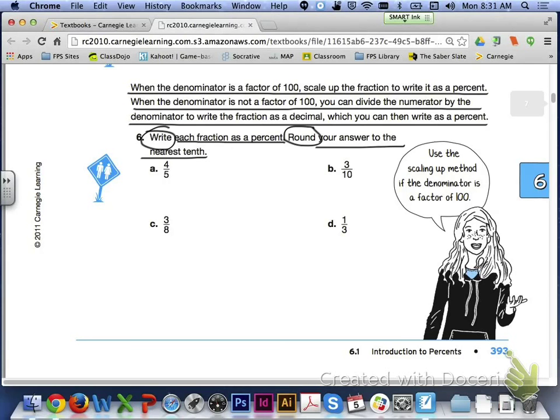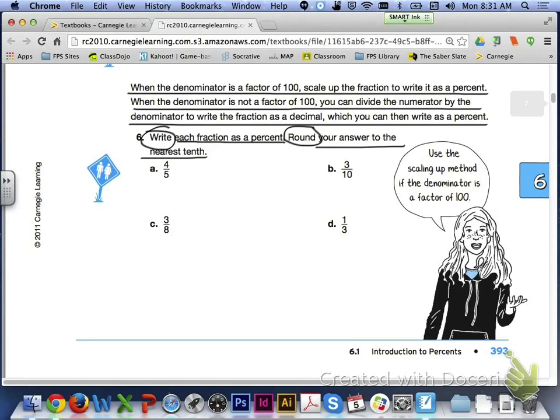Let's take a look at the bottom of page 393. Very important here. When the denominator is a factor of 100, scale up the fraction to write it as a percent. Remember, percent means out of 100. When the denominator is not a factor of 100, you can divide the numerator by the denominator to write the fraction as a decimal, which you can then write as a percent.